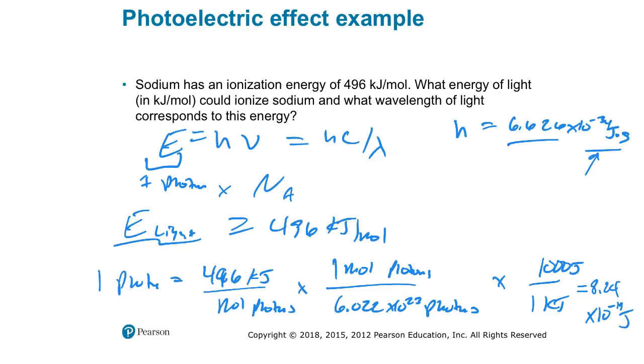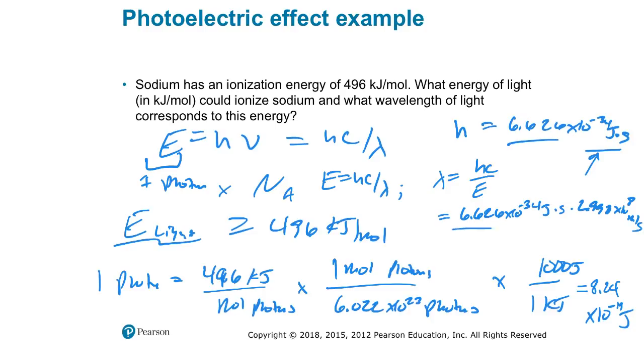Okay, so now if our light carries that amount of energy, then it would have the right amount of energy to break the electron free in sodium. So if we do a little rearranging of E is equal to hc over lambda and solve for lambda, lambda is equal to hc over E. So I should be able to plug in 6.626 times 10 to the minus 34 joule seconds. Multiply that by the speed of light, 2.998. I don't know why I was using 2.997 earlier. It's 2.998 times 10 to the 8 meters per second. If we then divide this by 8.24 times 10 to the minus 19 joules, let's look at what cancels. We cancel joules, we cancel seconds, we're left with meters.